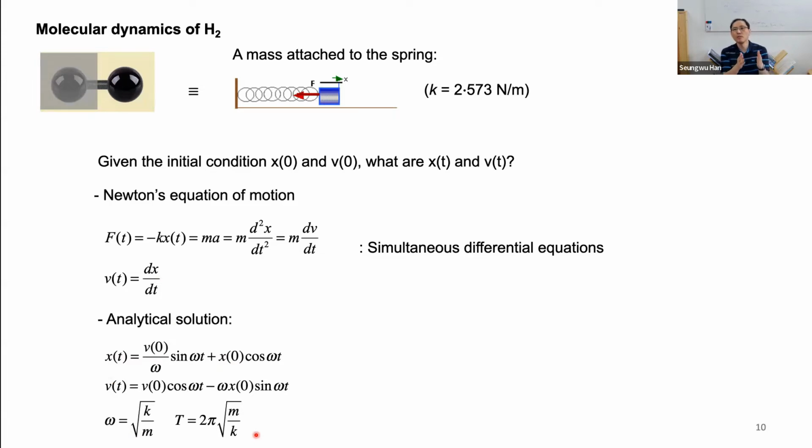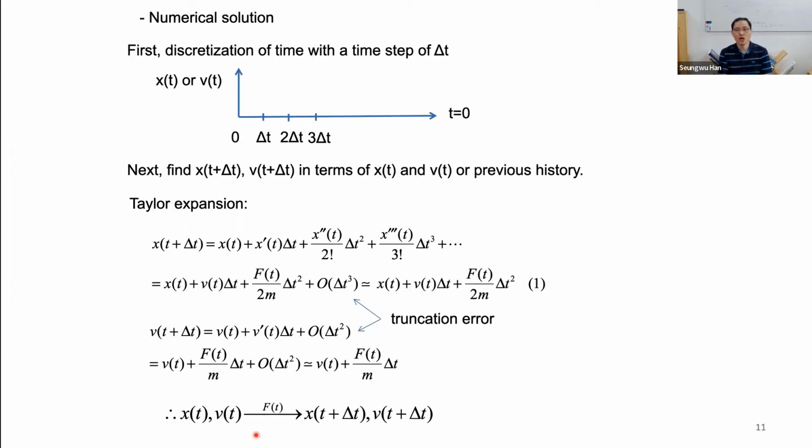However, this is only limited to the simple harmonic oscillator. If there are many particles or the interaction becomes complicated, you cannot obtain such an analytic solution. And therefore, we have to solve it numerically. Okay, so how can we solve that? It's the same equation, numerically.